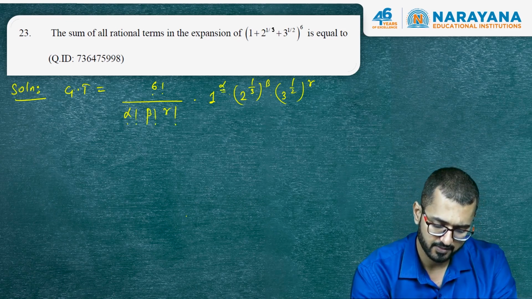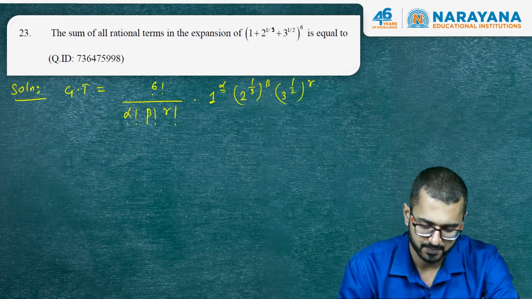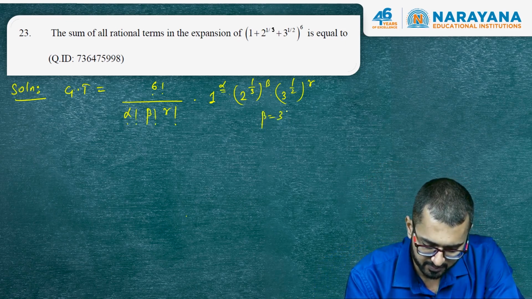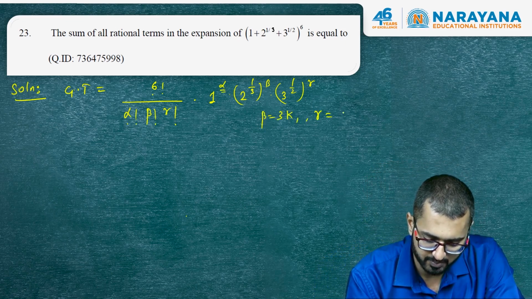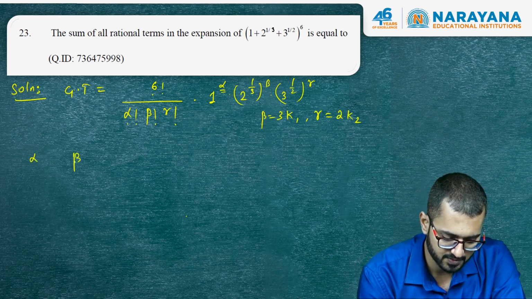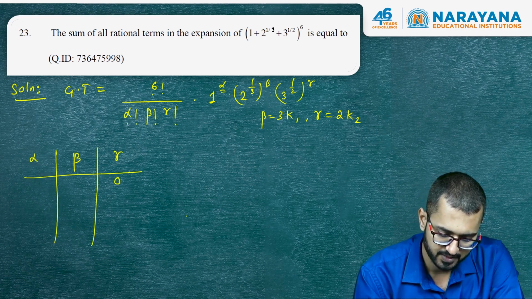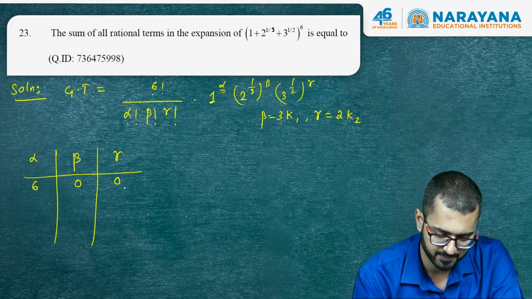Now alpha we have the full control, but beta should be multiple of 3 and gamma should be multiple of 2. So we'll accordingly impose the conditions. So alpha, beta, gamma will write down here. Now let us start imposing the conditions. So first let's set gamma 0. So if gamma is 0, beta also I am setting 0, alpha will take the entire load.